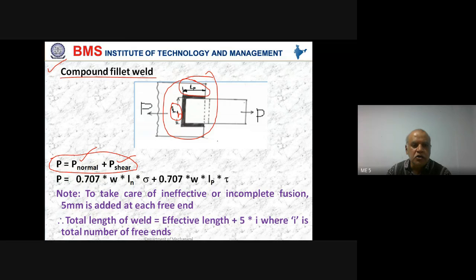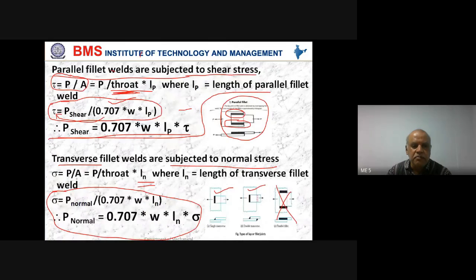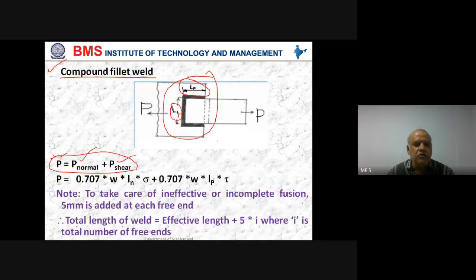So put together, the total load is equal to P normal plus P shear. What is P normal? P normal is 0.707 W into length of normal fillet weld into sigma, whereas P shear is 0.707 into W into length of parallel fillet weld into shear stress. All right, so same thing I have written over here.